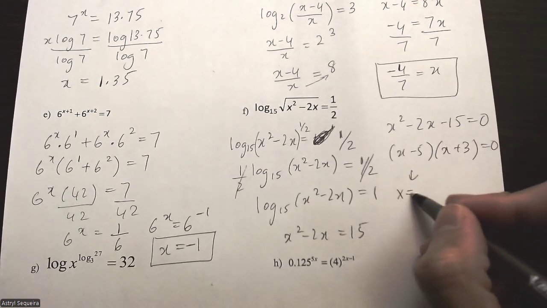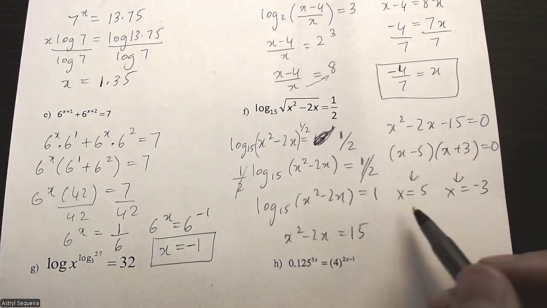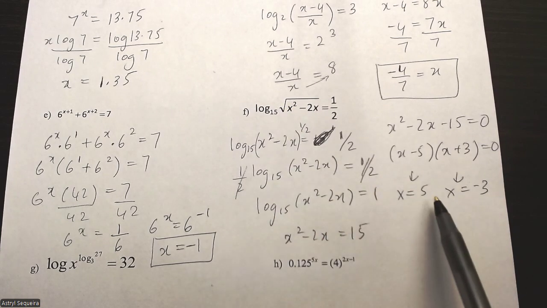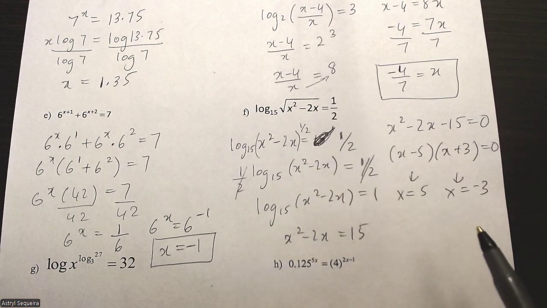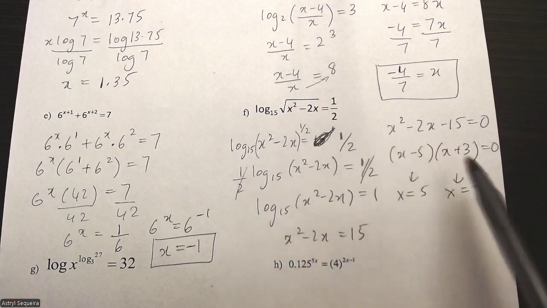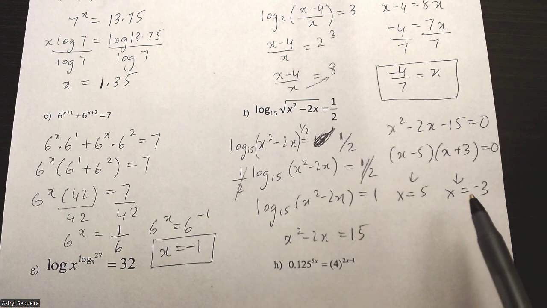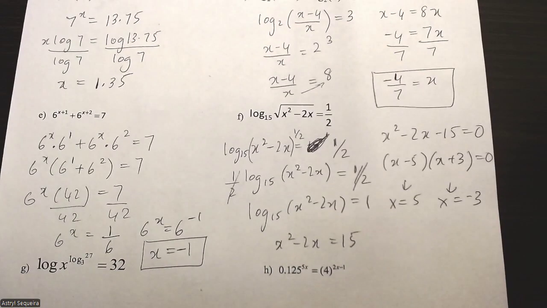My two possible solutions are 5 and negative 3, but I have to check to make sure that they're both good solutions. So they both have to be greater than 0. 5 squared is 25. 25 minus 10. 5 is good. So that gives me positive 15. Negative 3 squared is 9, plus 6 is also 15. So both these solutions are good. They both work, so we do have two solutions in this question.